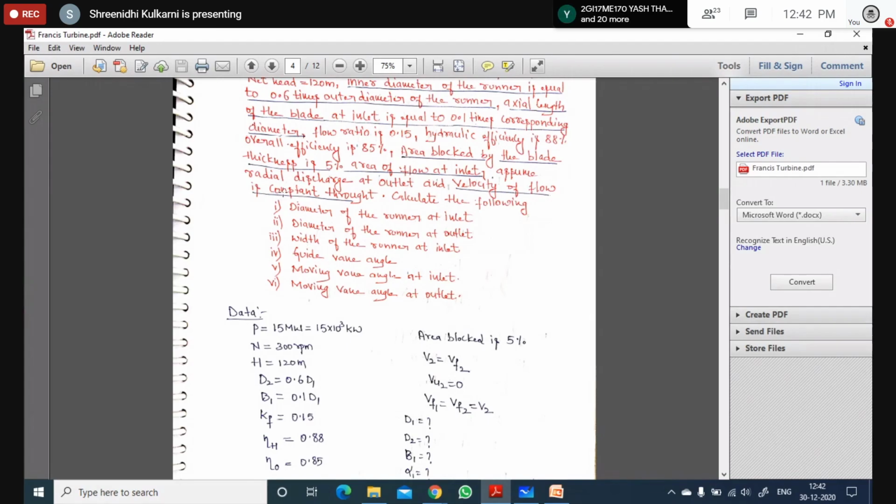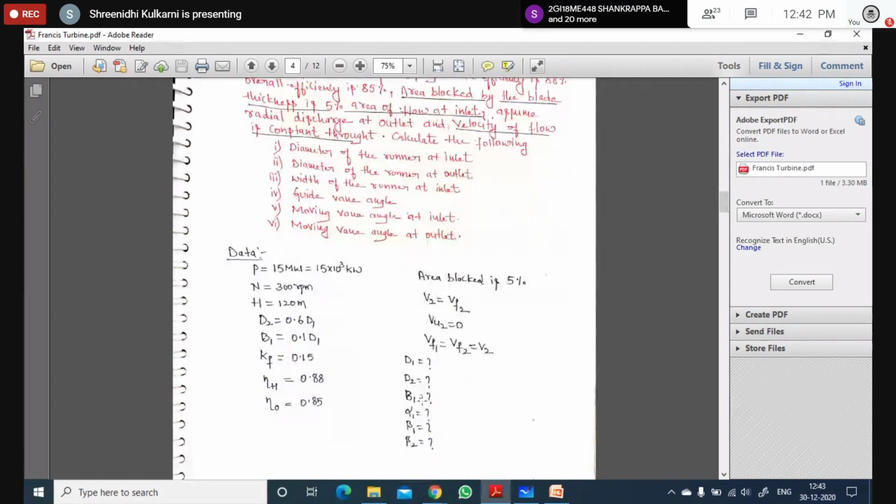Next, assume the radial discharge. Radial discharge means V2 is equals to VF2 and VU2 is equals to 0 and alpha 2 is equals to 90 degree. So this is the outlet velocity triangle, and velocity of flow is constant throughout. Velocity of flow is nothing but VF1 is equals to VF2, that is equals to VF. So we have to find D1, D2, B1, alpha 1, beta 1 and beta 2.